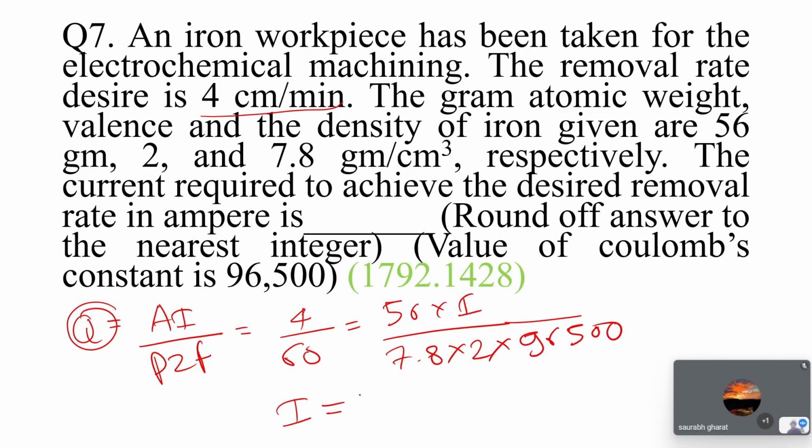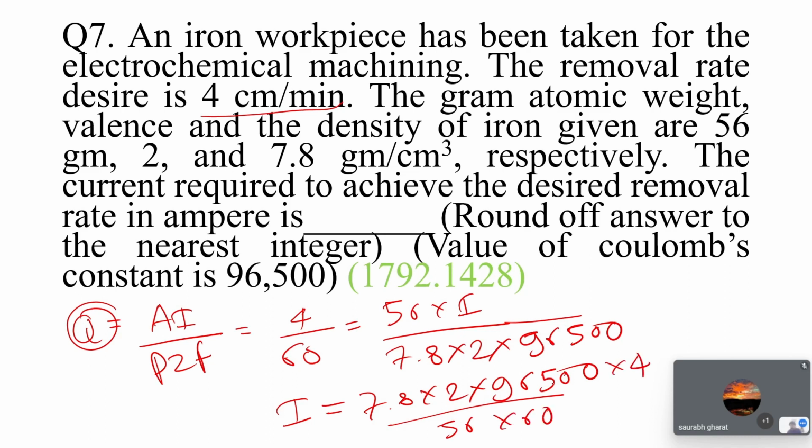So how will it happen? This transformation is part, move this part here and there. So 9500 divided by 56, and multiply here by 4, so divided by 56 into 60. Okay, so all the parts are here.